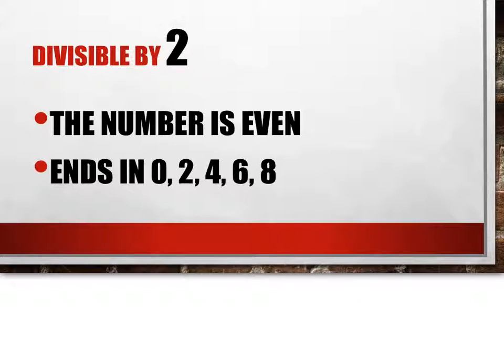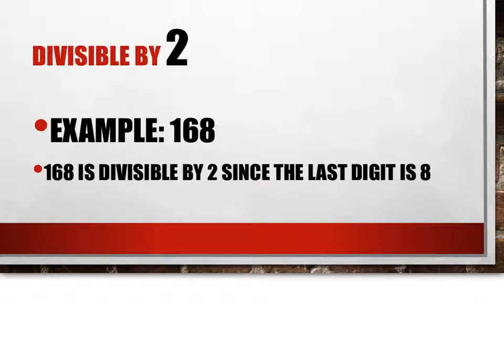So our first rule, we're going to take a look at numbers that are divisible by 2. And so here are the rules for this. The number is an even number, which means that the number will end in the following numbers: 0, 2, 4, 6, and 8. So the following is an example of a number that is divisible by 2. We're going to take a look at the number 168. And we know that's divisible by 2 since the last digit is 8, and 8 is an even number. So we can say the number 168 is divisible by 2.